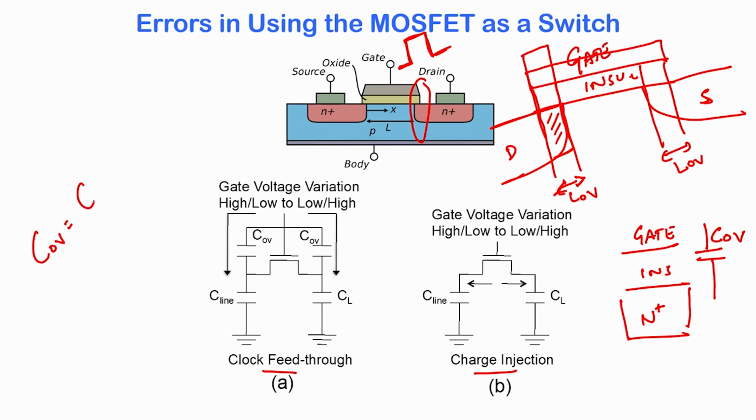It is basically your Cox. If you measure this in farads, Cox is the capacitance per unit area, and the area which we need is W into L overlap. That is the area we are talking about. So, this overlap capacitor appears across the gate, and it couples the gate signal to the source and drain electrodes.